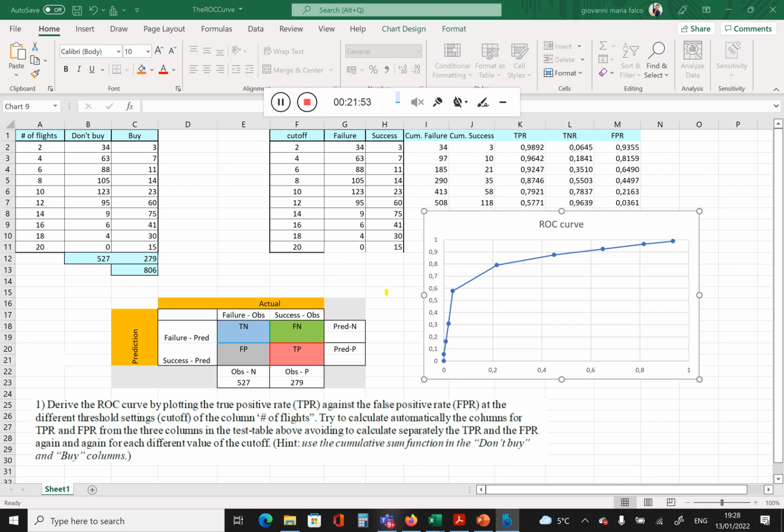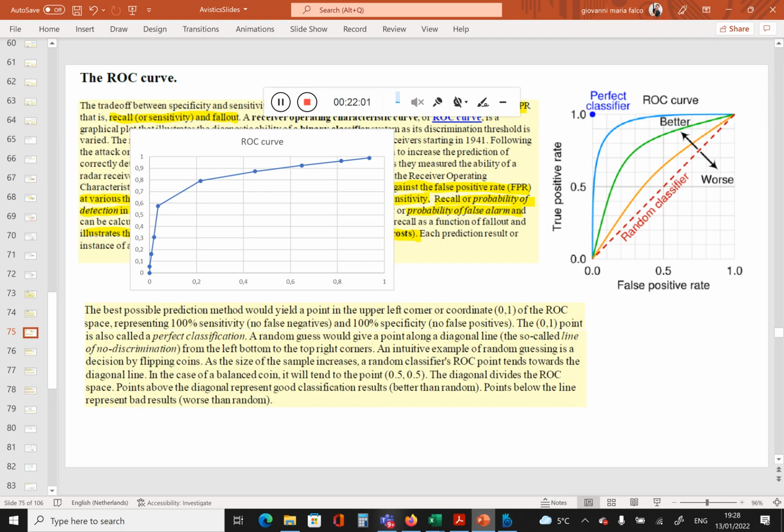So if I want to understand what I have done, I take over this diagram to the theory slide, and then we check what are the usual features of the ROC curve. So we see that basically for each value of the cutoff, I have a classifier. And as you see, the best possible classifier will be basically this point here. This is the perfect classifier because it means that you have 100% sensitivity. You basically have no false negatives.